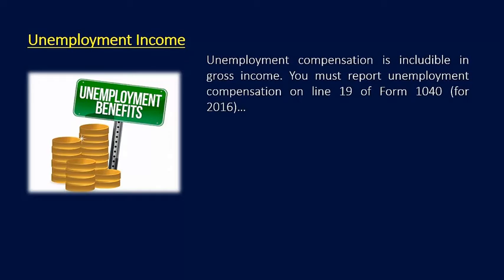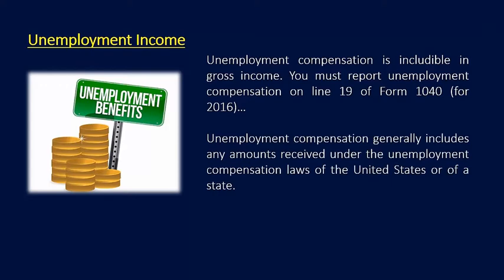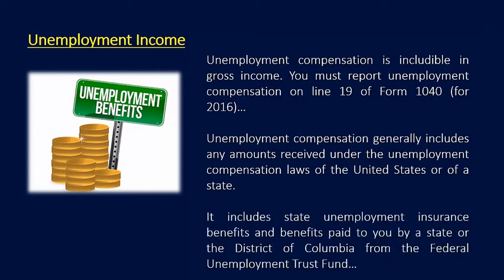Unemployment compensation is includable in gross income. You must report unemployment compensation on line 19 of the Form 1040. Unemployment compensation generally includes any amounts received under the unemployment compensation laws of the United States or of a particular state. It includes state unemployment insurance benefits and benefits paid by a state or the District of Columbia from the Federal Unemployment Trust Fund.